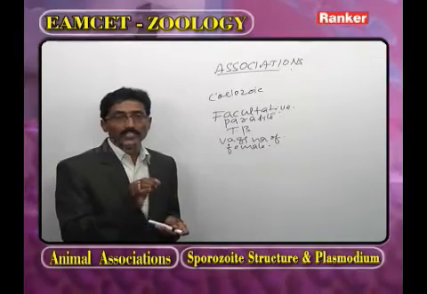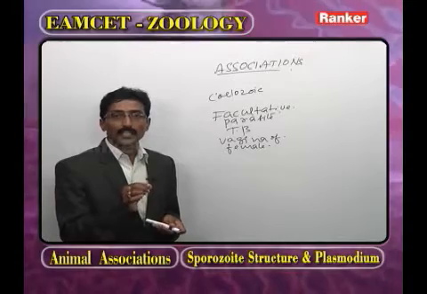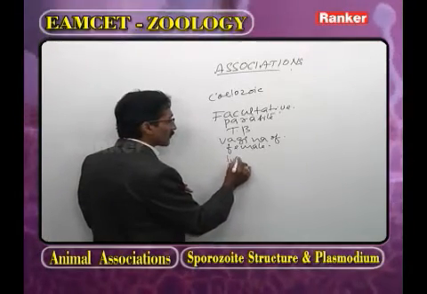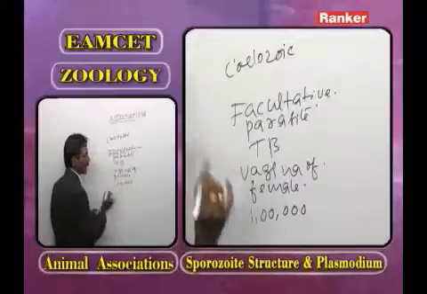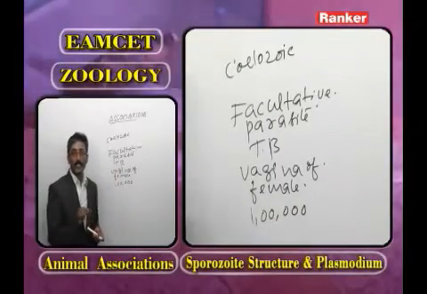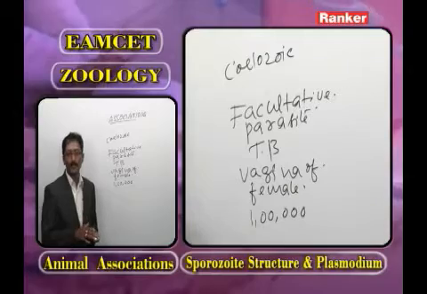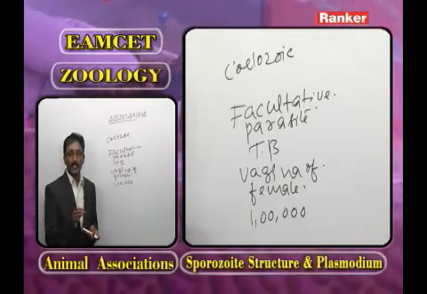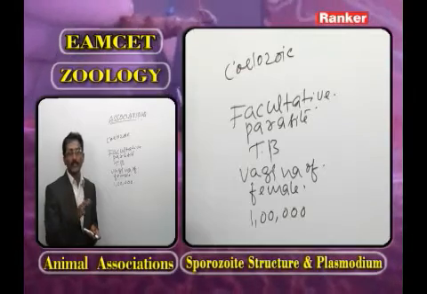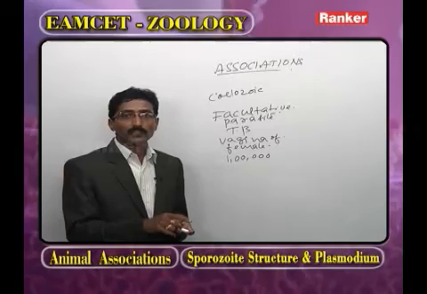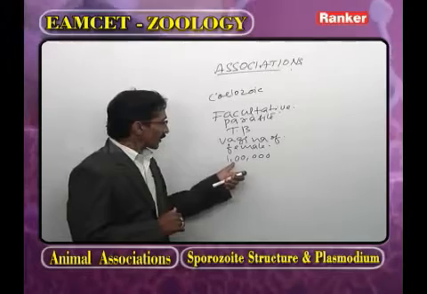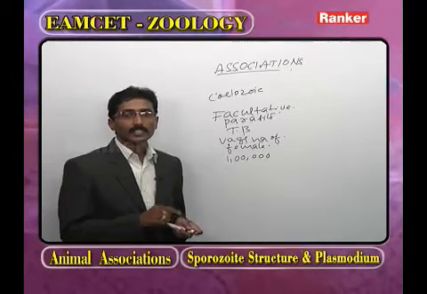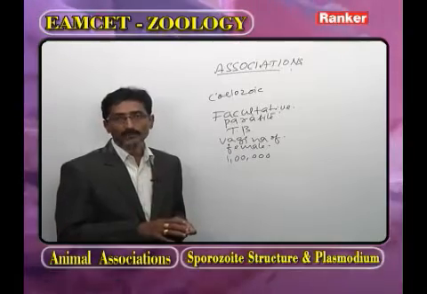But here is one interesting point. Escherichia coli is no doubt an endocommensal. It does not cause any harm to the host. Here Escherichia coli is the beneficiary, and man is neither benefited nor harmed. But whenever the Escherichia coli number exceeds 1 lakh, the human being gets diarrhea.